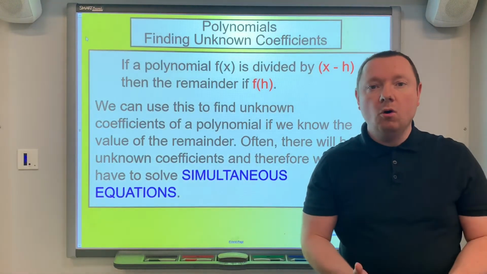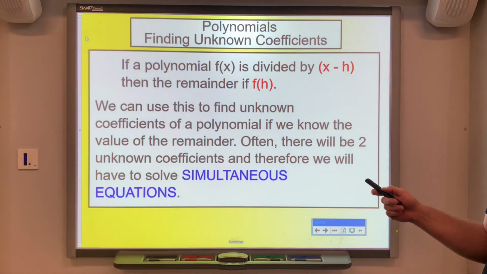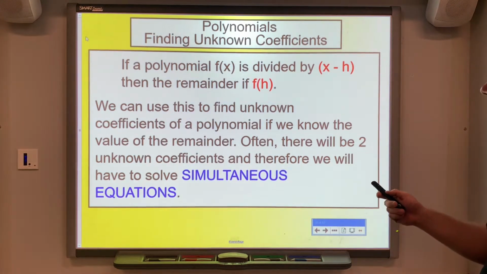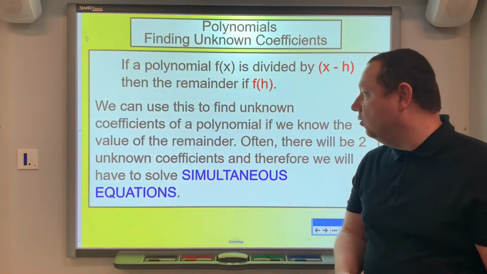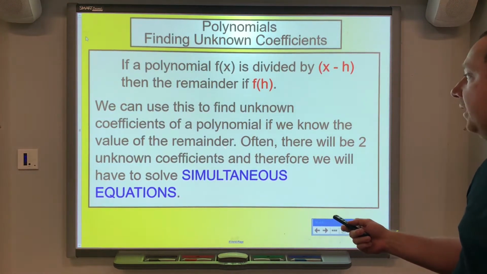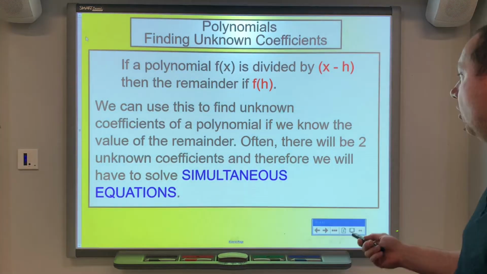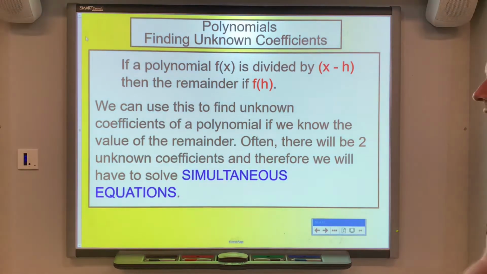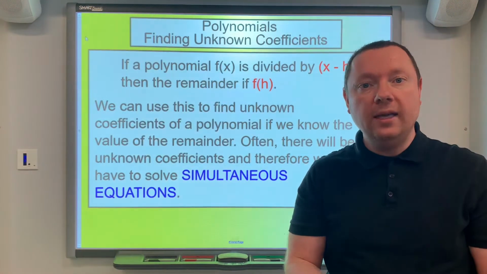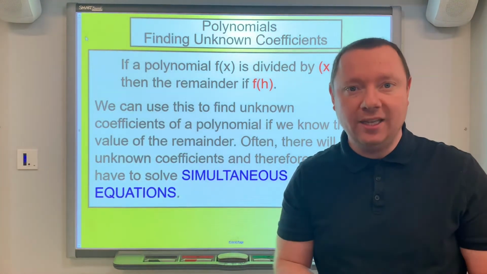So today we're going to look at polynomials, finding unknown coefficients. We remind you, if a polynomial f of x is divided by x minus h, the remainder is f of h. So we can use this to find unknown coefficients of a polynomial if we know the value of the remainder, or if it's a factor and the remainder is zero. Often there'll be two unknown coefficients, and therefore we'll go in twice and end up with two equations to solve, which we solve simultaneously.